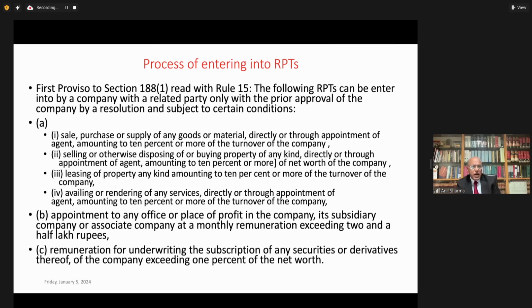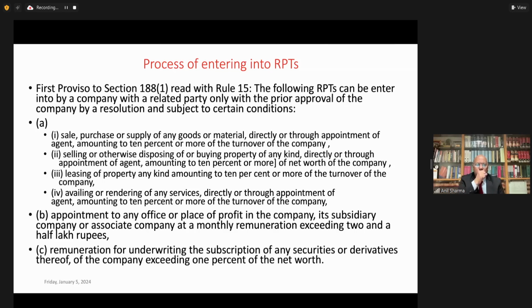First is with regard to sale, purchase, or supply of any goods or material, directly or through appointment of agent, amounting to 10% or more of the turnover of the company. So it is linked to a threshold which is based on the turnover. So amounting to 10% or more of the turnover.